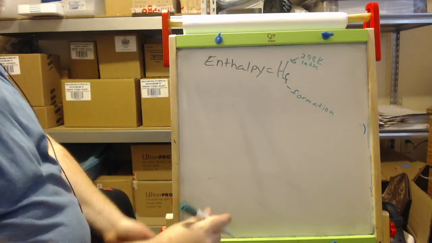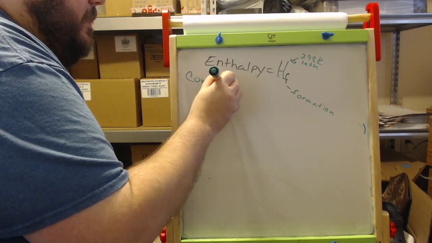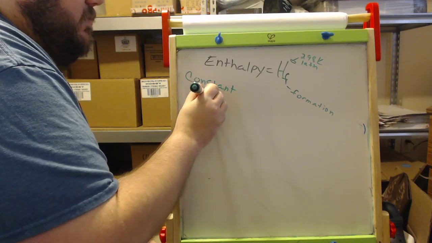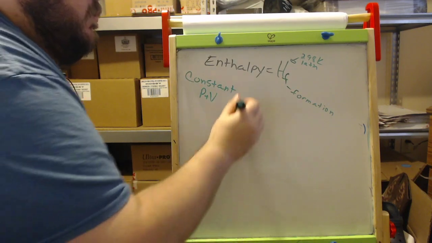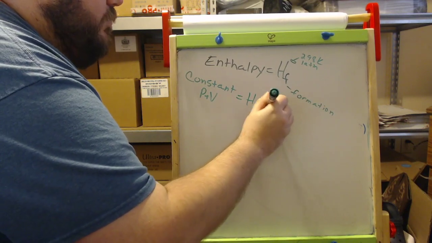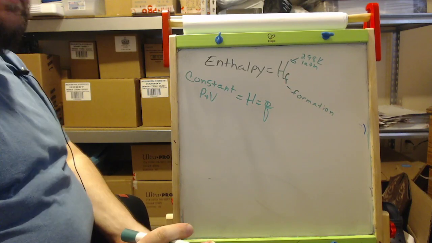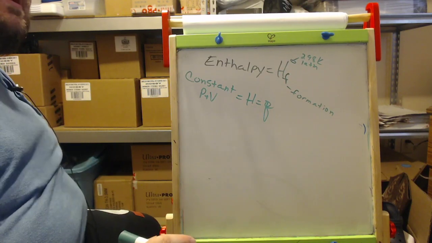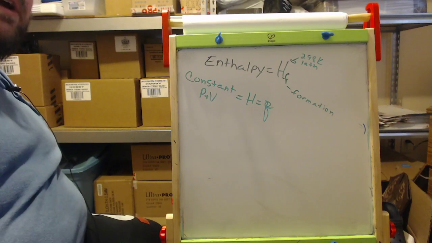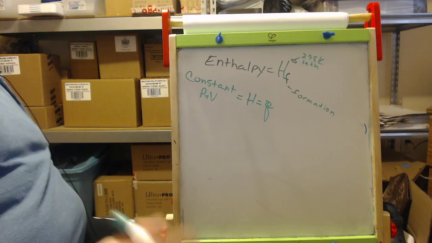Okay? Now, if I keep my pressure and volume constant, H equals Q. H is known as a state function. Enthalpy is known as a state function. And what that means is I'm not worried about the path I took to get where I'm going. I'm just worried about what did I start with, where I ended up.